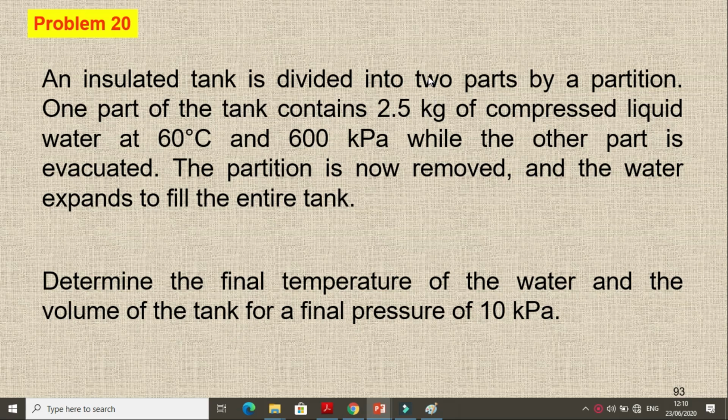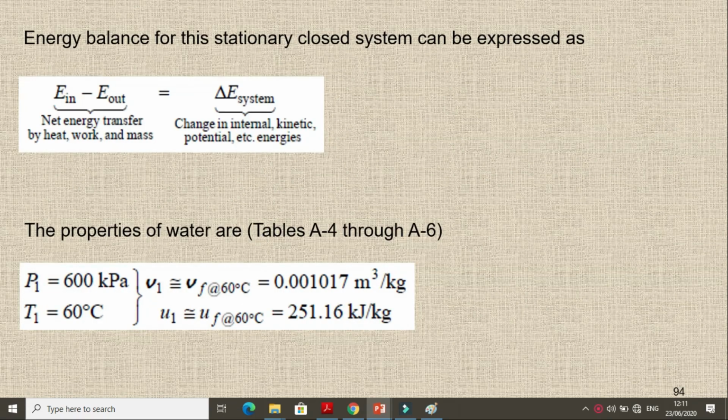So initially we have an insulated tank. Insulated means there is no heat transfer. This is divided into two partitions. In one partition we have 2.5 kilogram of the compressed liquid at this state, and the other one is evacuated. So how can we solve this one? If I apply the energy balance, it will be simply E in minus E out equal to delta E system. Again, with the help of the assumptions, it will become like this one.